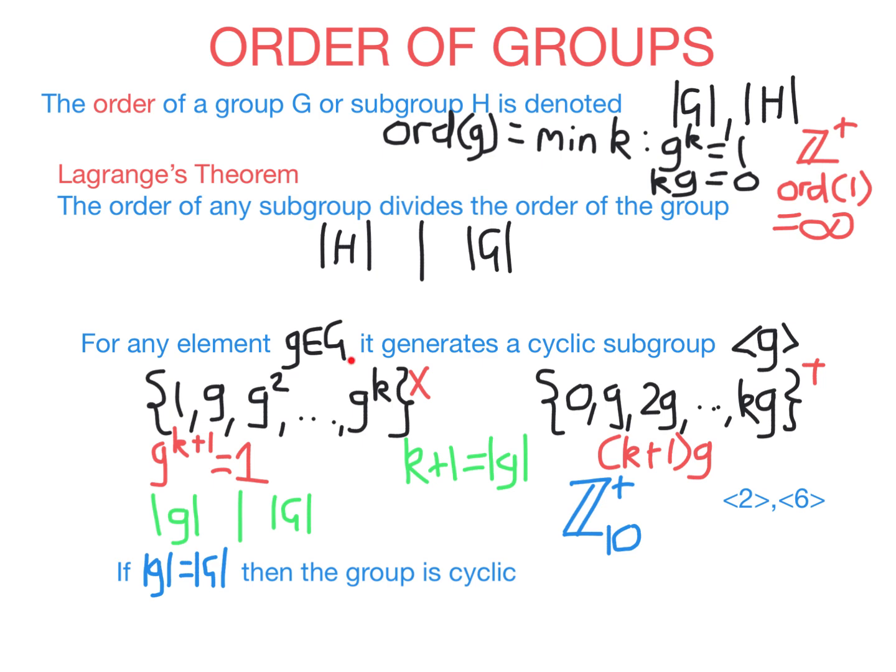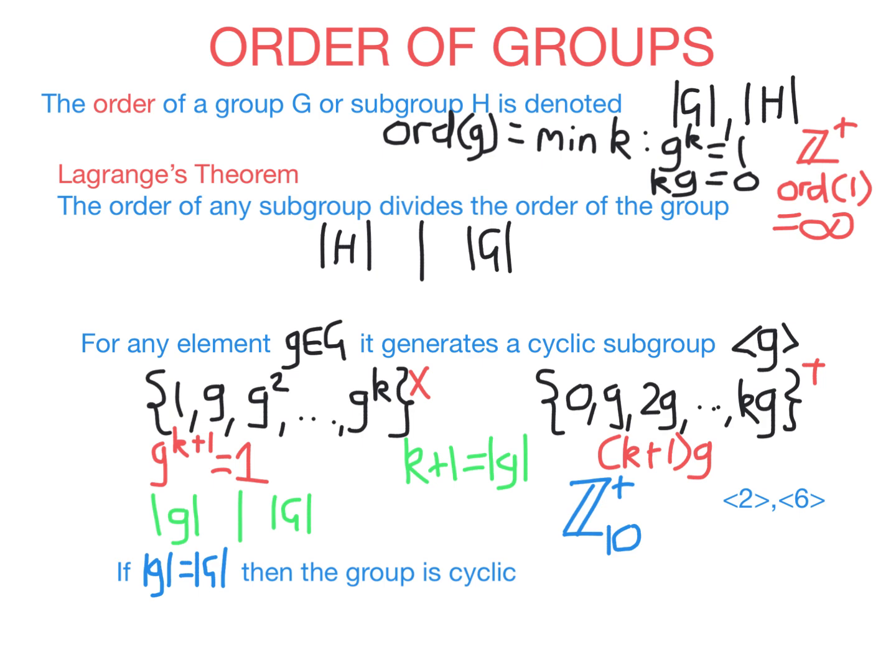Now, if we have a group G, any element in that group generates what's called a cyclic subgroup, and this is how we denote it here. So a cyclic subgroup either looks like this or this. This is what it looks like if the group is under multiplication. So the cyclic subgroup generated by G is simply all the powers of G. It turns out this will always be a subgroup.